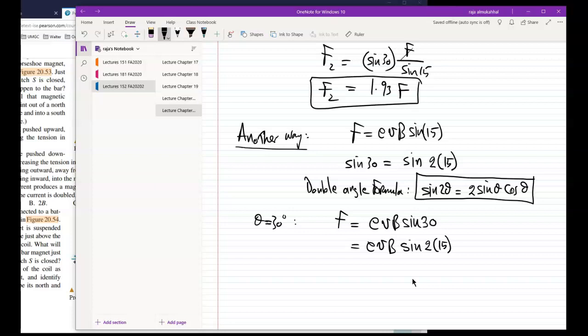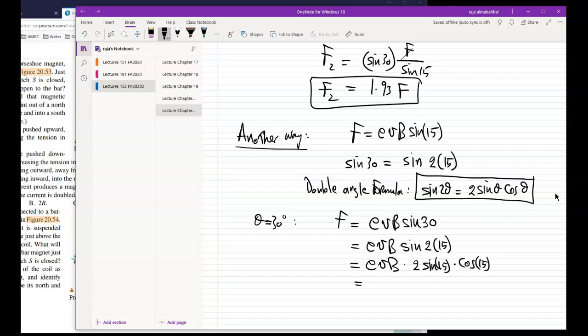I'm making a trick here. Now that's equal to F times... Now use the double angle formula. It's going to be 2 sine 15 times cosine 15.